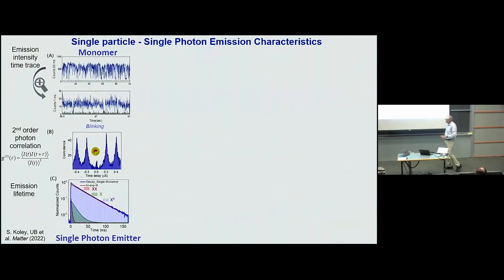Now we can do much better. We can look at the monomer. You have the biexciton G2 contrast. You can see blinking effect, on-off blinking, which is typical, the off state being, for example, a charged state, which turns the particle off, also because of Auger. And also, the lifetime of a single particle is very much dominated by single exponential decay of the X0, the neutral exciton state.